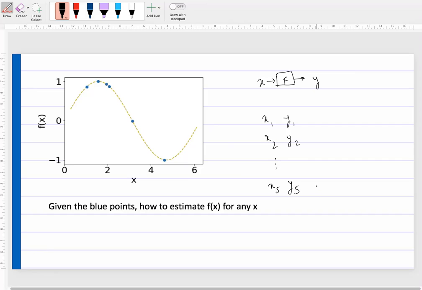And now I want to use this much data only to find f of x, or y for any x. Is it possible? Just given this finite set of samples, a finite 5 samples, how can I estimate my y for any x? This is a regression task, right? If you compare it with the temperature forecasting task, like I give you temperature of past 5 days, I want to ask what is tomorrow's temperature.